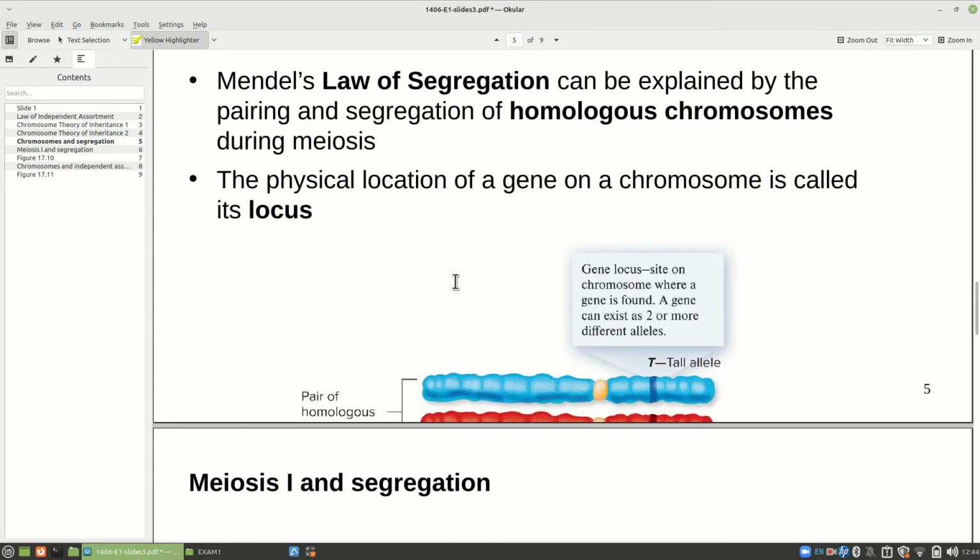Here, this one doesn't quite show up completely, but what we're seeing are two chromosomes, one from mom and one from dad. The little red one there is from the other parent, and you can see that T is the tall allele, big T, and they're on both chromosomes at the same location, or locus. Okay, here we have that term, gene locus. That is the site where that gene is found.